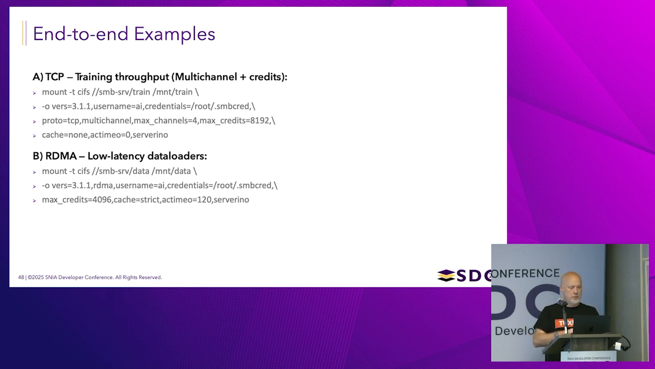Mount point with forcing a version 3.1.1, making sure that we specify multi-channel being on, which is, again, not by default. And setting max channels, setting a higher credit number. And we did the same thing with RDMA because you can specify here, in the case of Windows, if you're doing all this, it would see RDMA and just be like, oh, you must want to use RDMA. Well, I'm not going to bother with TCP. Here you must be specific.